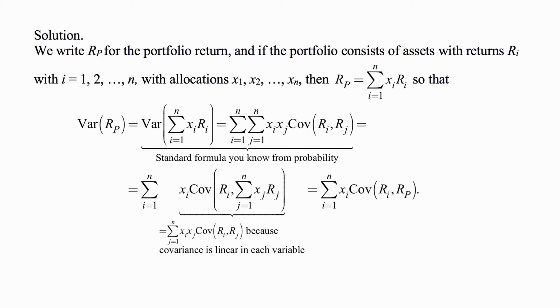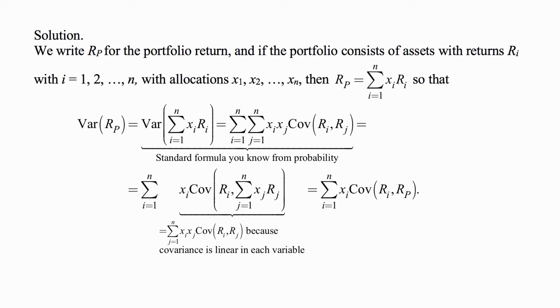And let's write RP for the portfolio return, a random variable. And if the portfolio consists of assets with returns Ri, random returns with i equal 1 through n, it's a general case here right now. It's not only this problem, but the general case. So not just 4 assets, but any number n. With allocations to them of x1 through xn, then the return of a portfolio is a weighted average of the returns of individual assets. So it's the sum of xi times Ri, so that the variance of Rp is the variance of this weighted sum of xi Ri.